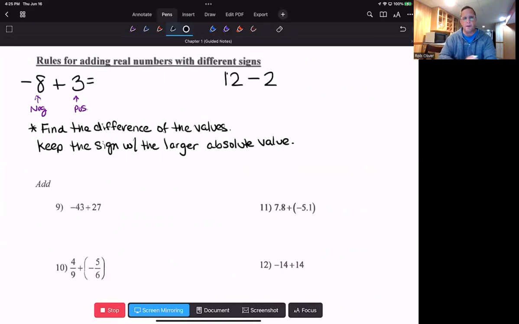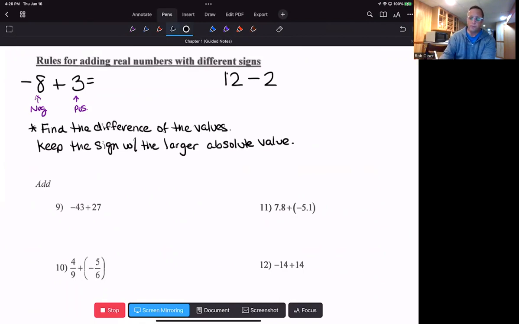Okay, so I wrote down that you want to find the difference of the values, meaning you're going to subtract, okay? And then the part that you would really want to think about here is you want to keep the sign, the sign that determines what the difference is going to be, determined by the number with the larger absolute value.